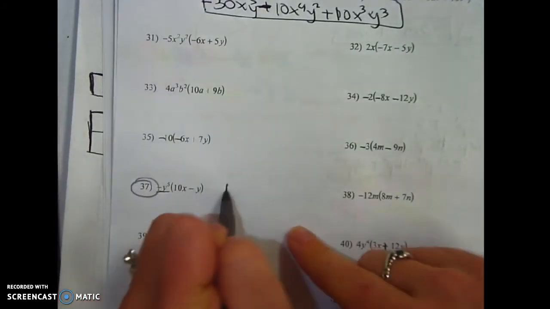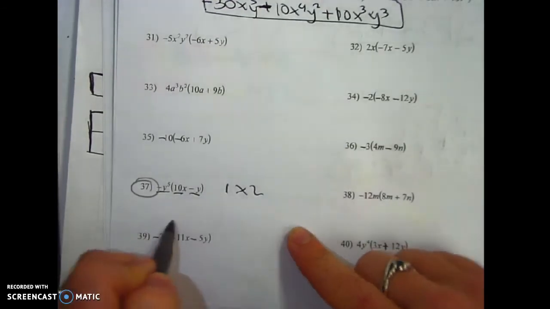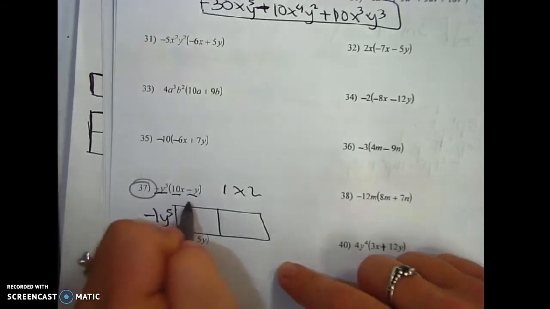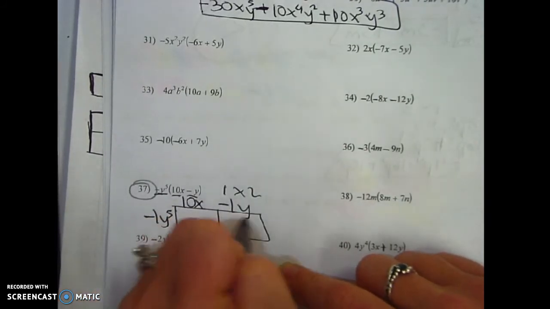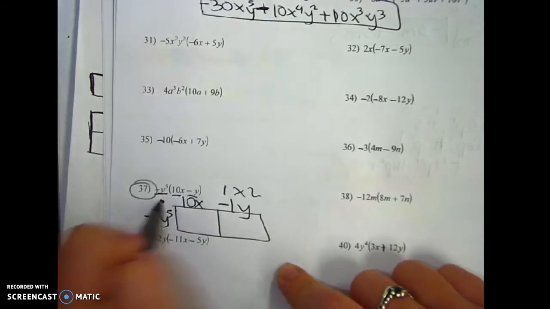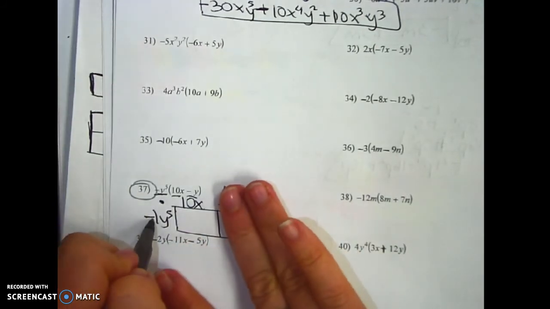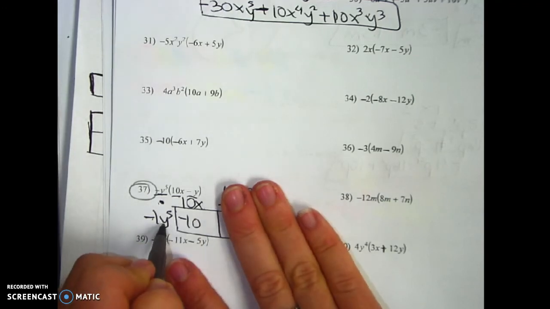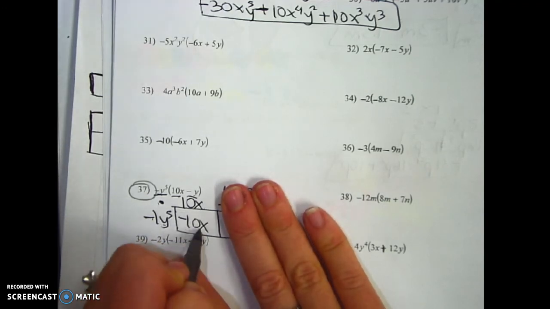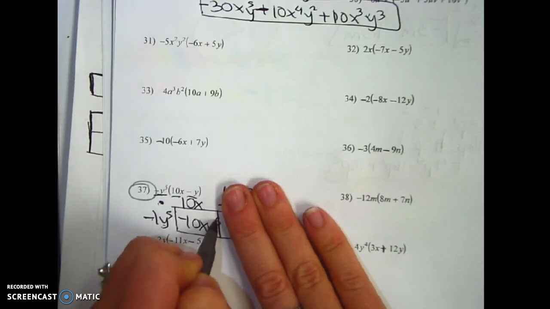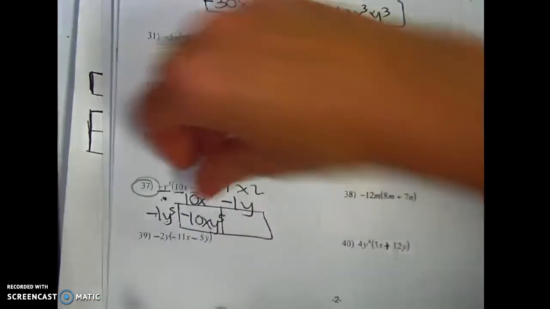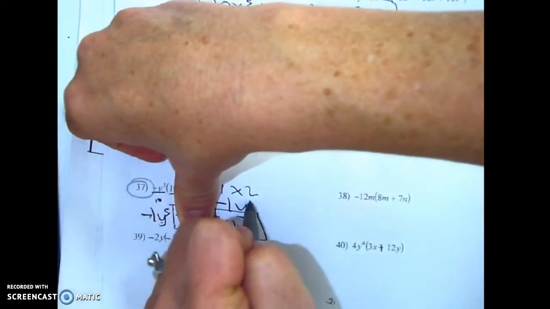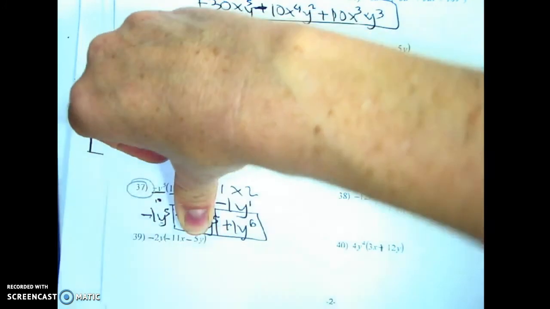The dimension of this is a 1 by 2. So I'm going to put a negative 1y cubed, 10x minus 1y. Multiply. Cover. Negative 1 times 10 is negative 10. I see that there's a y here, but x comes first. There's only one x, and there's 5 y's. Then I cover this. Negative 1 times negative 1 is positive 1. I have 5 y's and 1 y, and that makes 6.